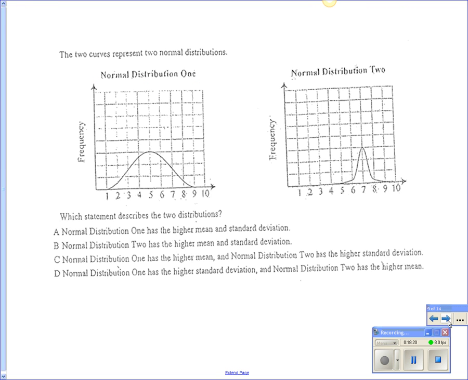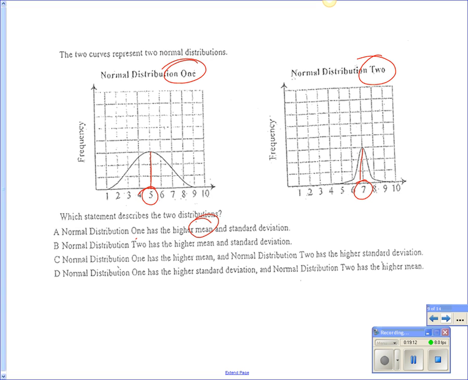Here, we've got two curves. I know these are really hard to see, but it's kind of hard to see on your paper too, but let's go with it. A says normal distribution 1 has the higher mean and standard deviation. So this is 1, and this is 2. Where are the means on these pictures? Yep, in the middle. So on 1, where's the mean? At 5, good. And where is it on 2? At 7. So which one has the higher mean? Yeah, so 2 has the higher mean.